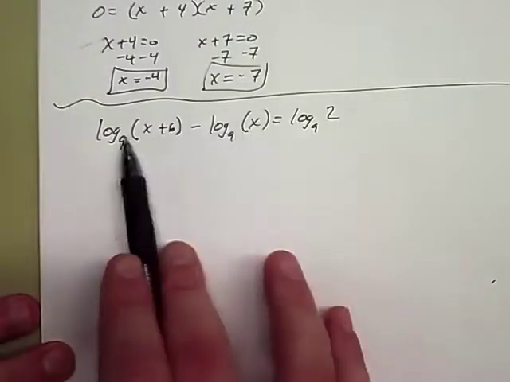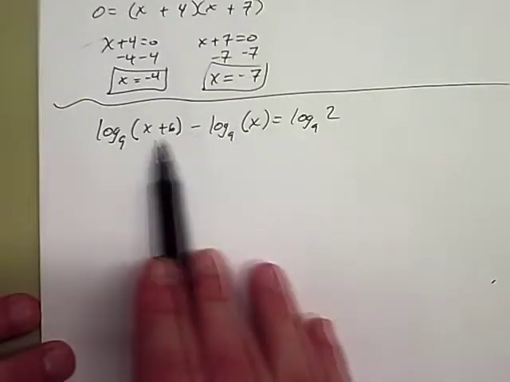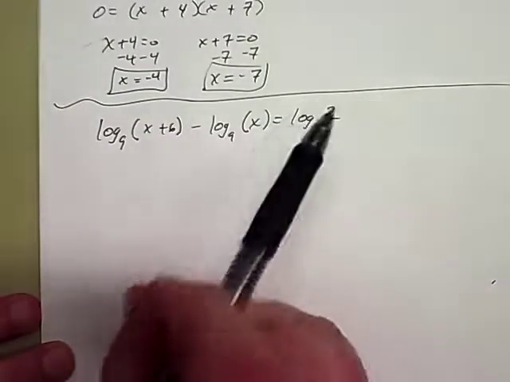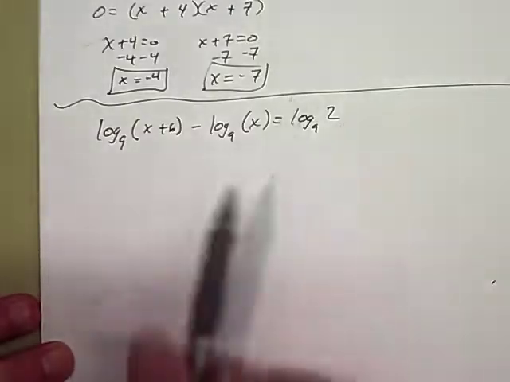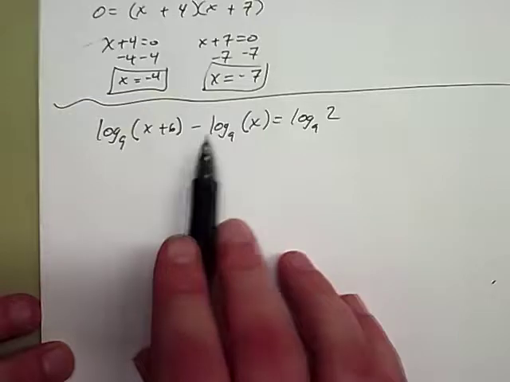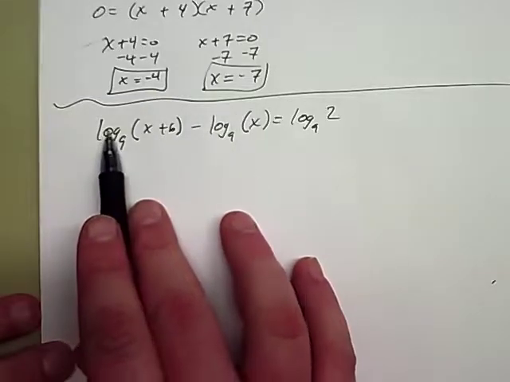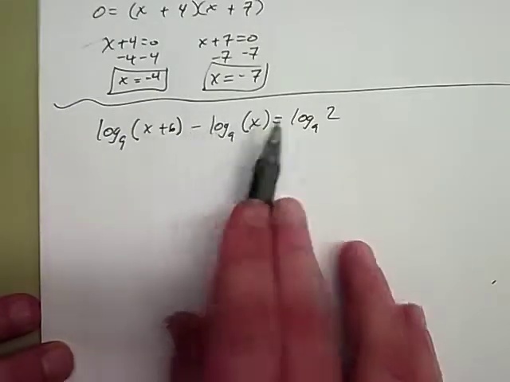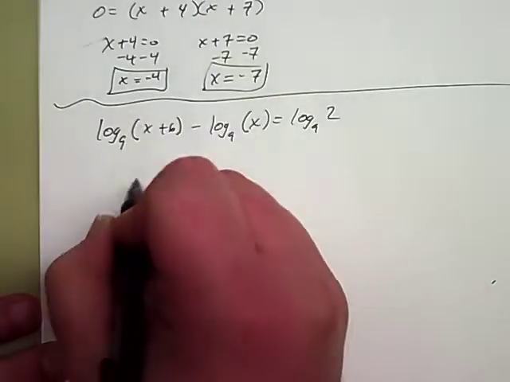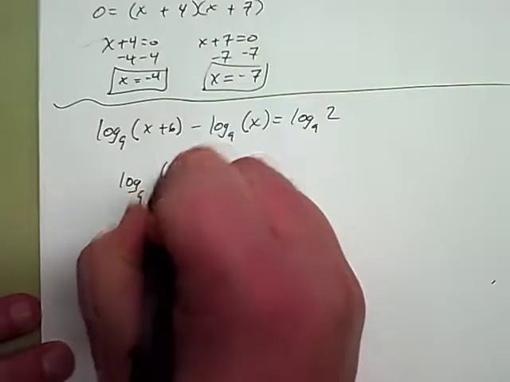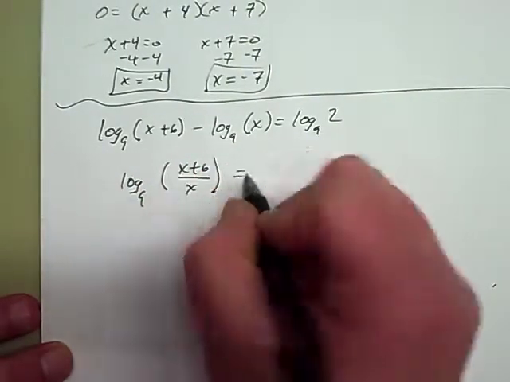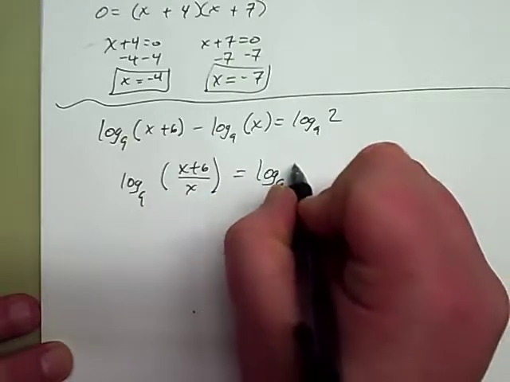So what do I do? How can I make these 2 logarithms into 1 logarithm? Well, this is the minus sign here, right? We talked about condensing back in 4.3. We're going to condense these logarithms. Excuse me, I believe that was 4.2. We're going to condense these. So the log of the first one minus log of the second one, and I'm going to take my arguments, and they're going to be divided. So here I'm going to end up with log base 9 of x plus 6 over x, and that equals log base 9 of 2.